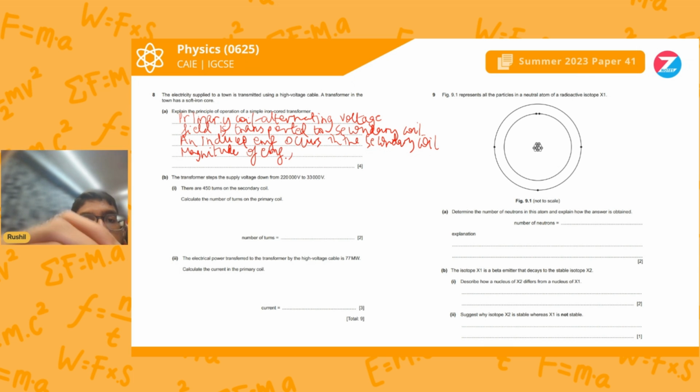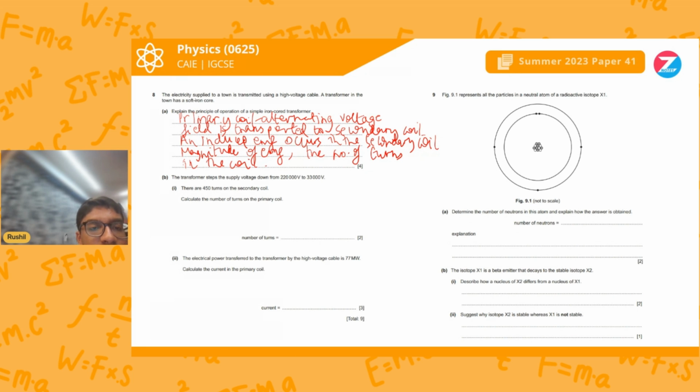depends on the number of turns in the secondary coil. The more the turns, the more the EMF. Because as we know, the ratio of number of turns to voltage is directly proportional in a transformer.